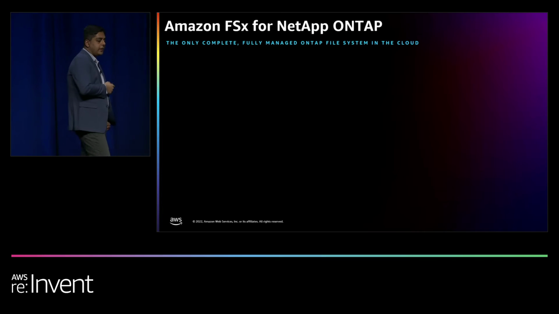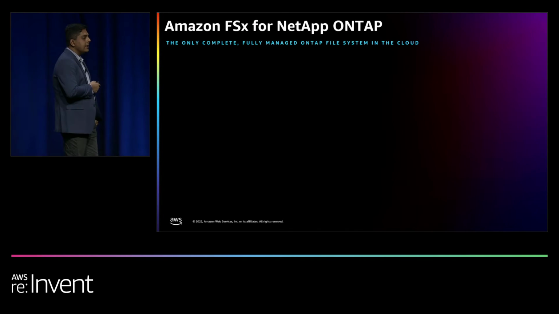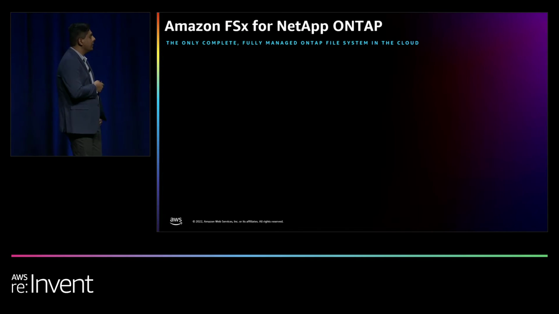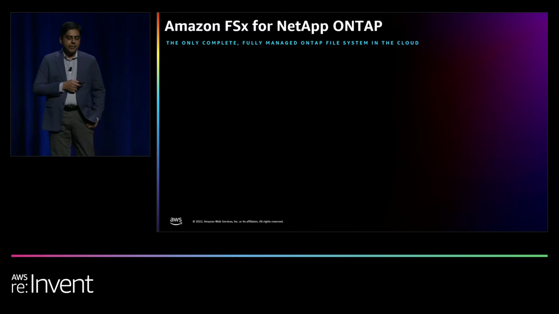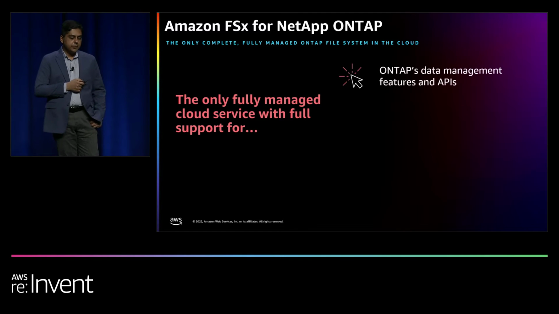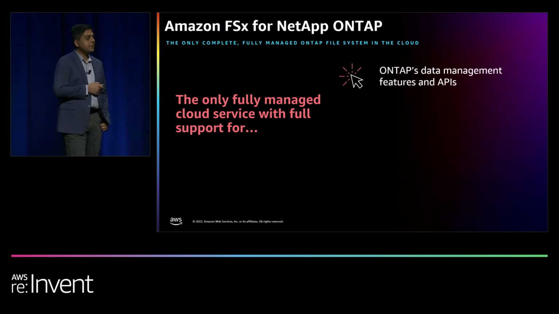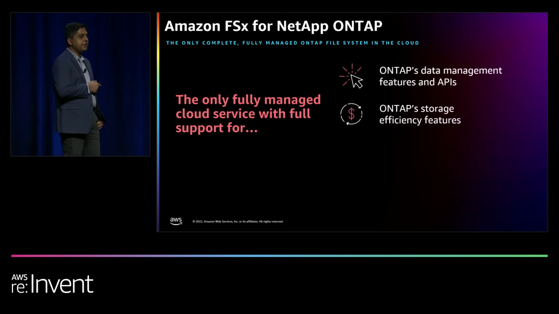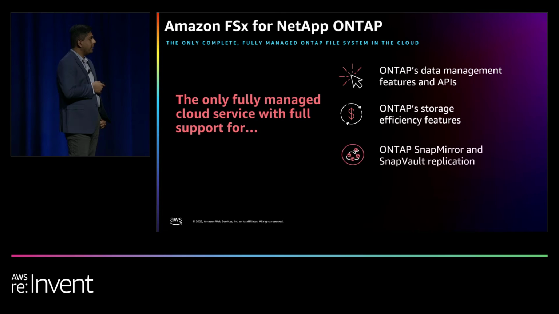The second offering we have is FSx for NetApp ONTAP. This offering is really the only complete, fully managed ONTAP file system in the cloud. What do we mean by that? It's the only fully managed cloud service with complete support for ONTAP's data management features and APIs, for ONTAP storage efficiency features, and for ONTAP capabilities like SnapMirror and SnapVault replication.